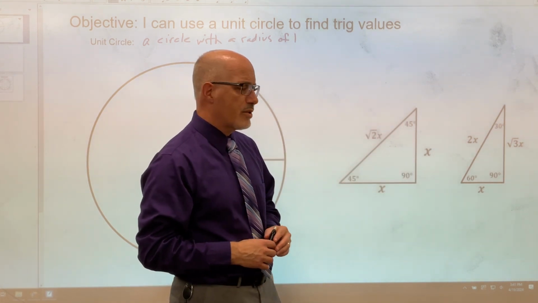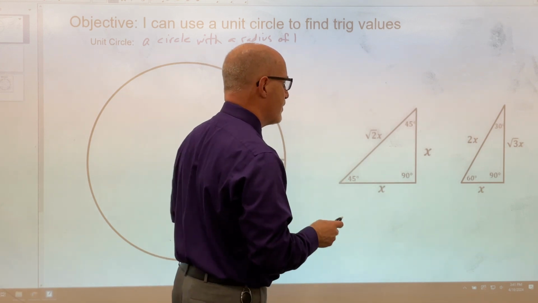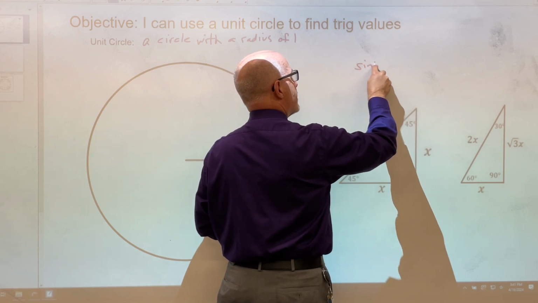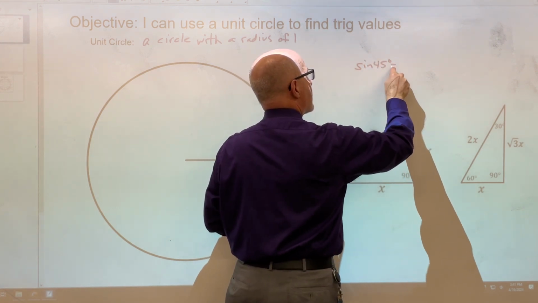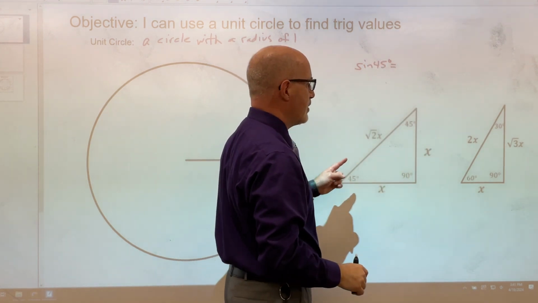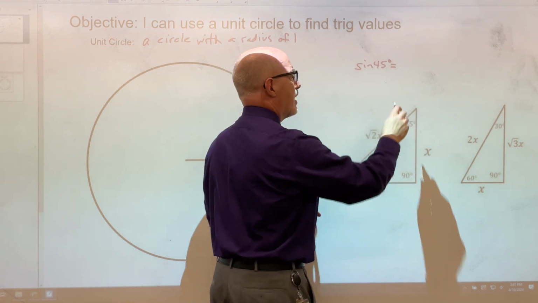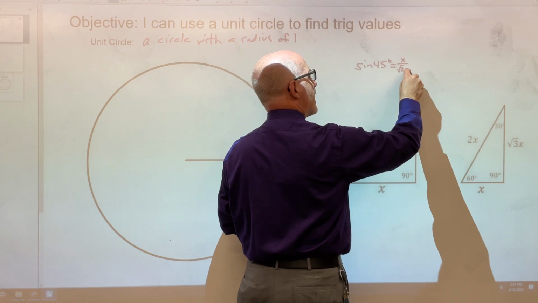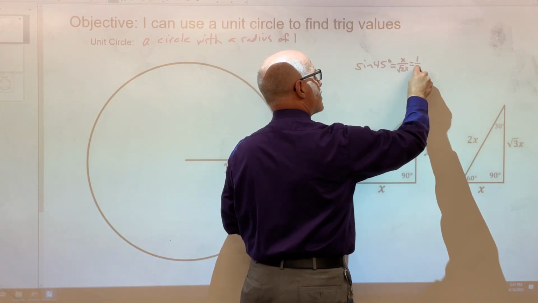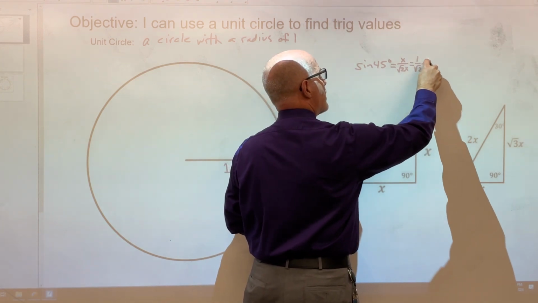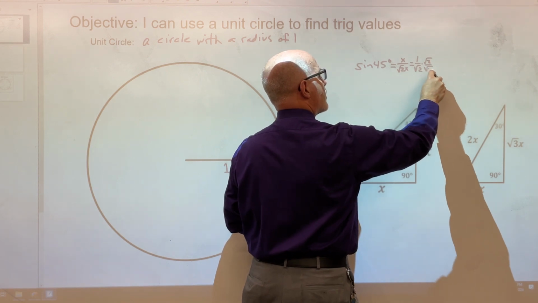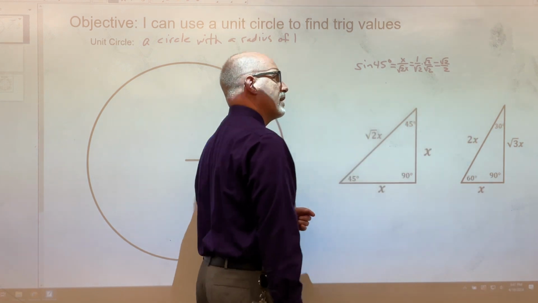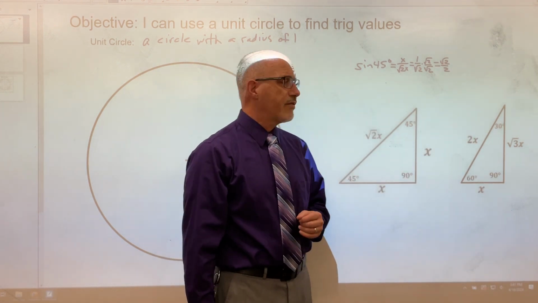So we're going to use those to come up with values, for instance for sine and cosine. Let's do sine of 45 degrees. You get the opposite over the hypotenuse, which is x over square root of 2 times x. The x's reduce. You rationalize the denominator by multiplying by the square root of 2 over the square root of 2, and you get the square root of 2 over 2, because you simplify the square root of 4.